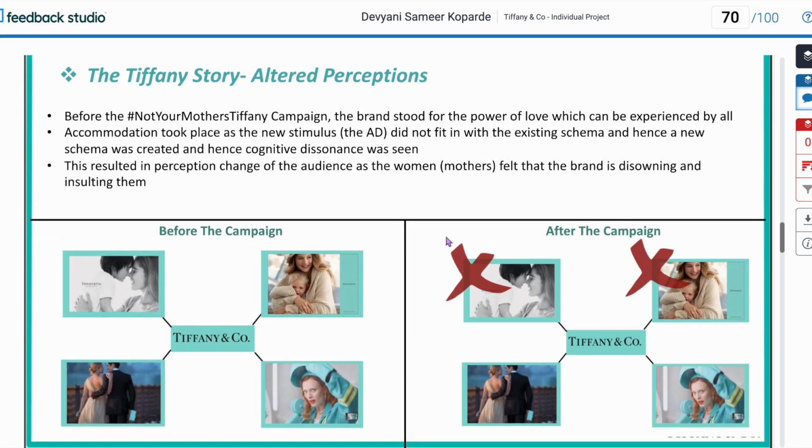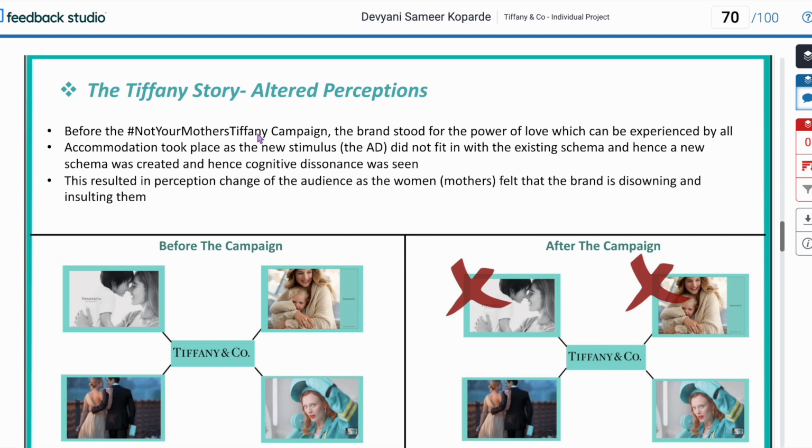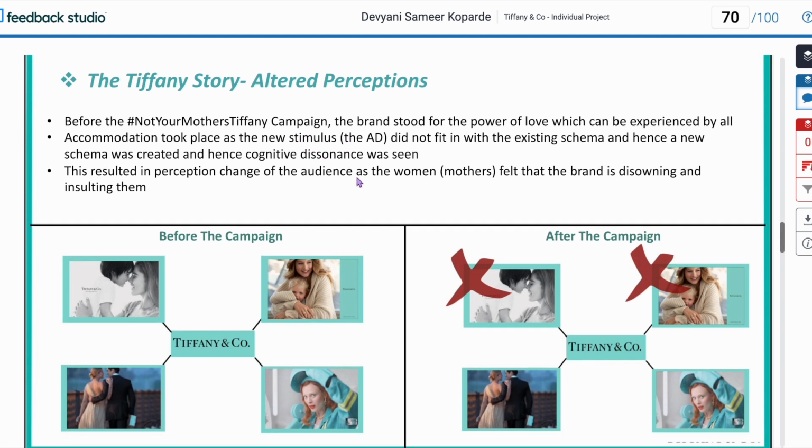Then this is a completely visual thing. Tiffany's story altered perceptions. Here, as you can see, before the Not Your Mother's Tiffany campaign, the brand stood for the power of love, which was experienced by all. But accommodation took place and a new stimulus, the ad. Here I've used the keyword stimulus for the thing which is changing. Then accommodation is another technical term in consumer behavior. Then existing schema is another word I have used.